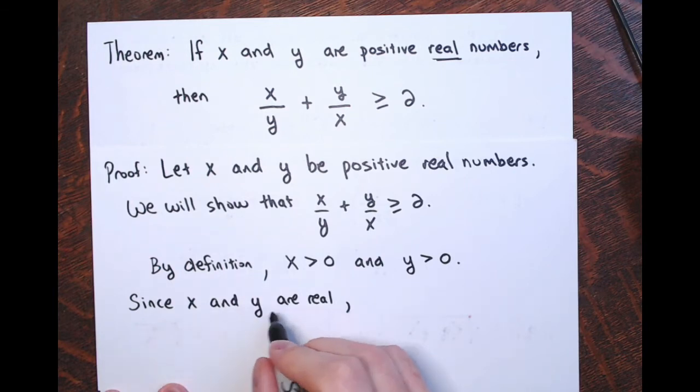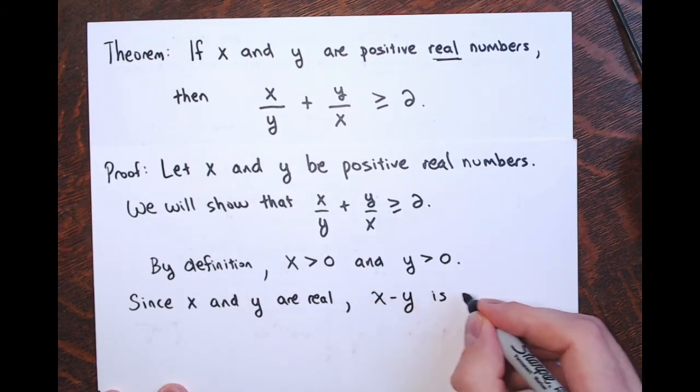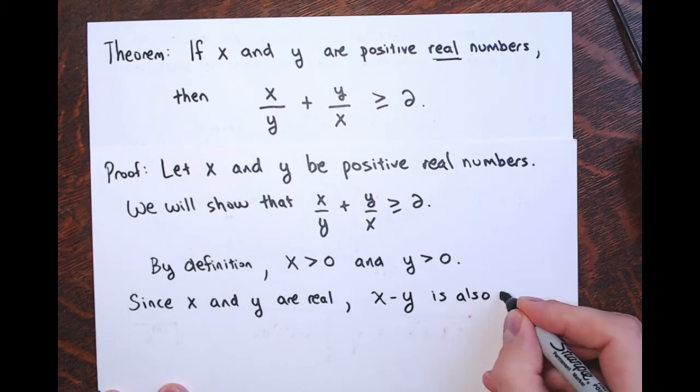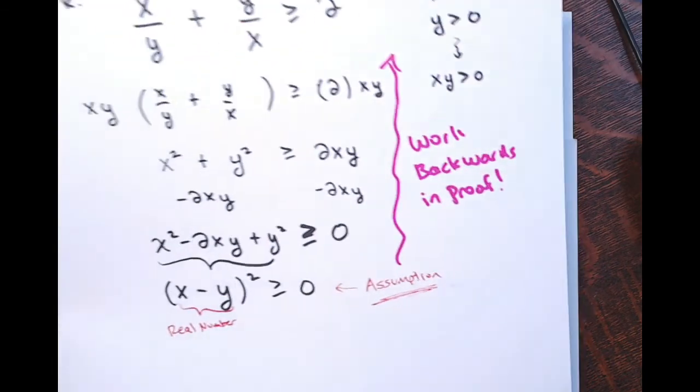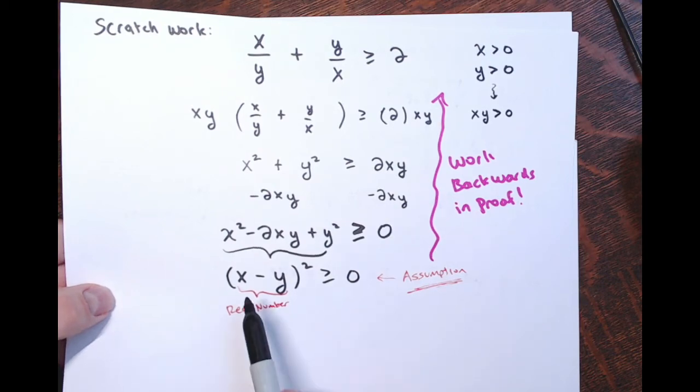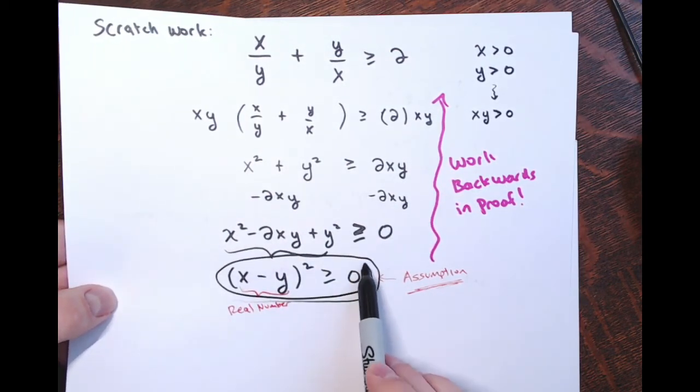Since x and y are real, x minus y is also real. Again, you can prove this if you wish, but I don't want to take up too much space in the proof. This is something we can assume. Now here's where I look at my scratch work. The next thing I write will be this.